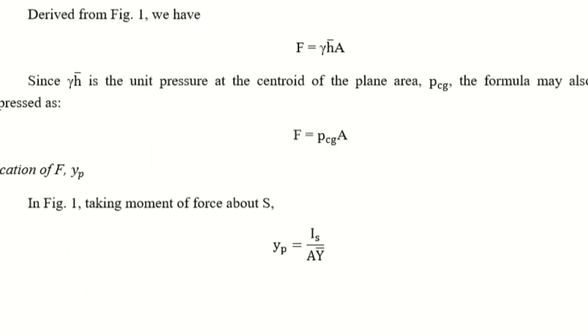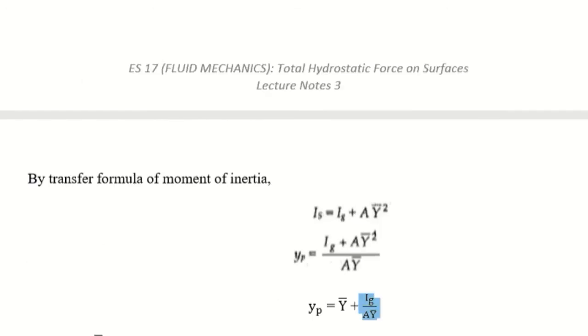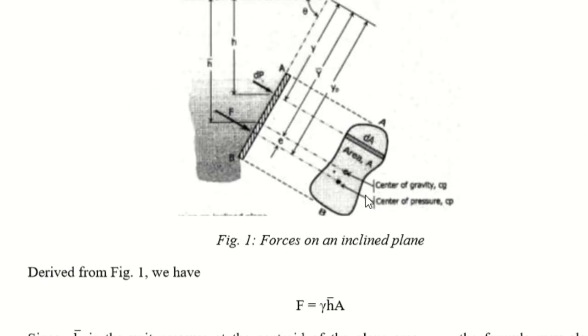Y bar plus E. Masasabi natin na si E is equal to IG over A Y bar. Take note, si E is the eccentricity. Saan yung location ng eccentricity? Location ng eccentricity is yung distance ng force hanggang sa center of gravity ng area. Gets? So you can see, this is the force.